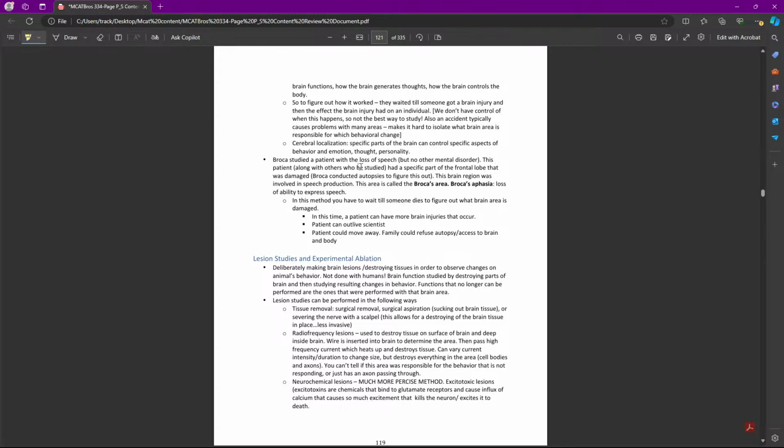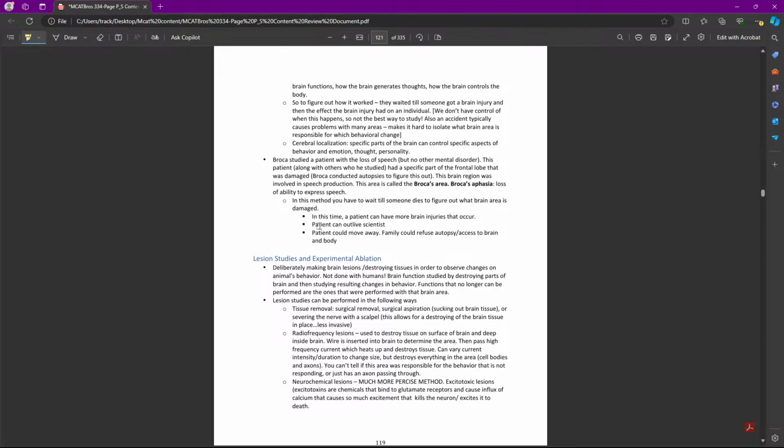They're deliberately making brain lesions, destroying tissue in order to observe changes in animals' behavior. That is not done on humans because, of course, ethics. So they generally do it on rats or rodents. Brain functions are studied by destroying parts of the brain, then studying the resulting change in behavior. Functions that can no longer be performed are the ones that were performed by that brain area.